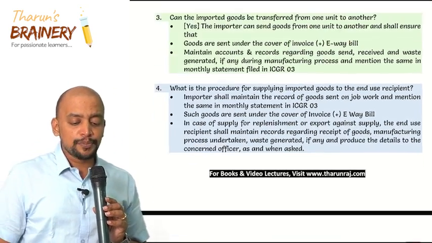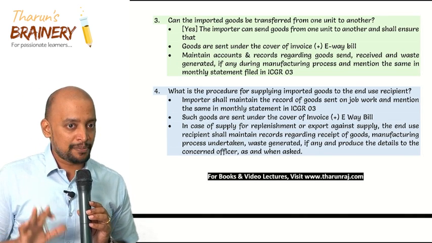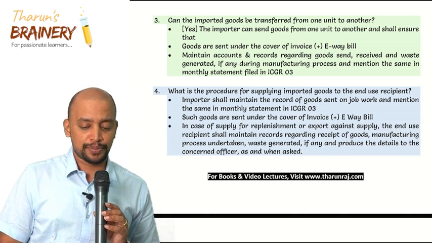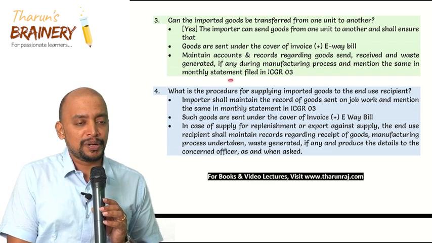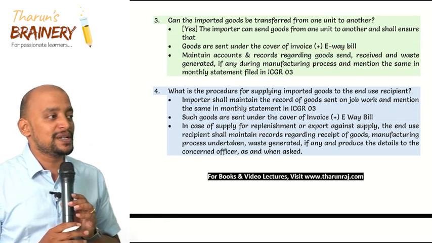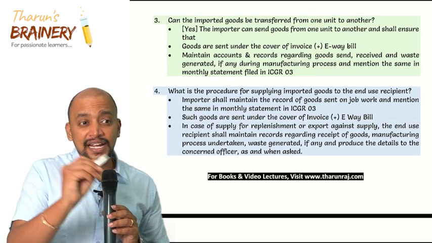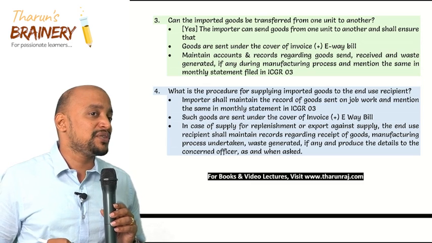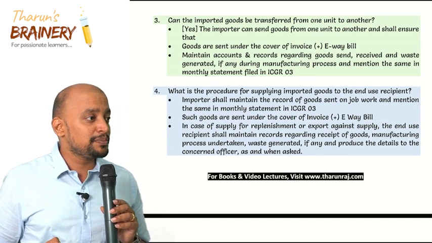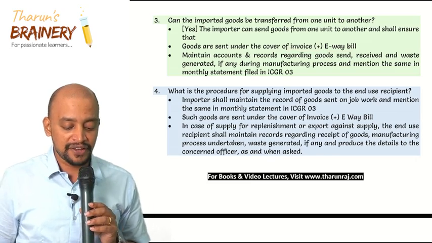Then can the imported goods be transferred from one unit to another unit? Of course it can be transferred. Again the same process. These details should be mentioned in the monthly statement and it should be under the cover of an invoice plus e-way bill. Why? From one unit to another unit, when we are taking the goods, it's a transaction between distinct persons. Transaction between distinct persons should be under the cover of a tax invoice plus e-way bill.